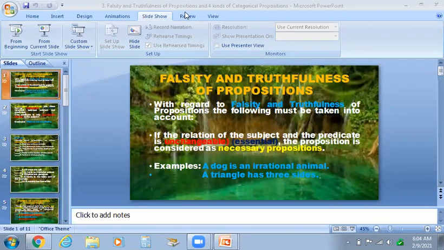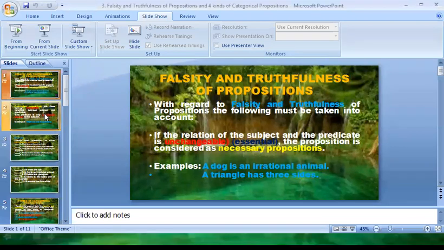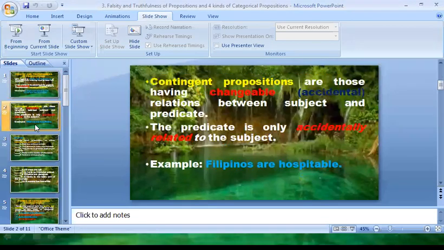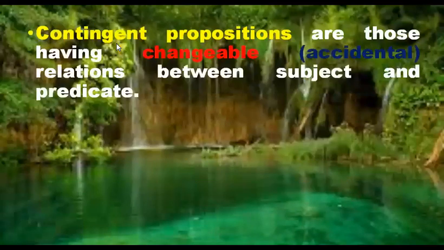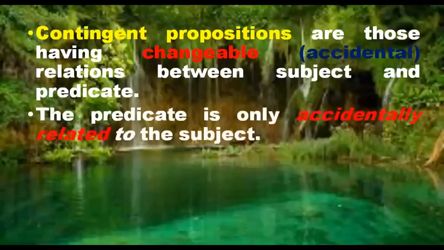So then we go to the next one. Next one, which is the contingent. The contingent proposition. Contingent means they are dependent. Are those having changeable or accidental relations between subject and predicate?